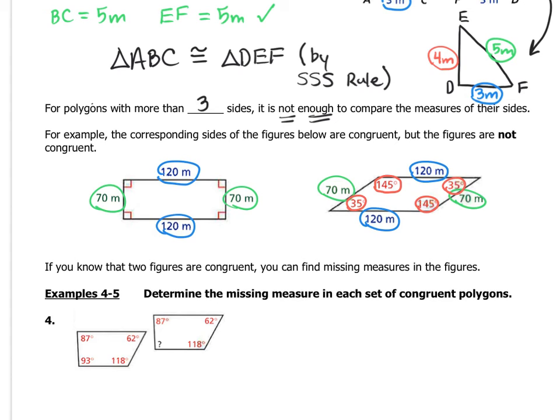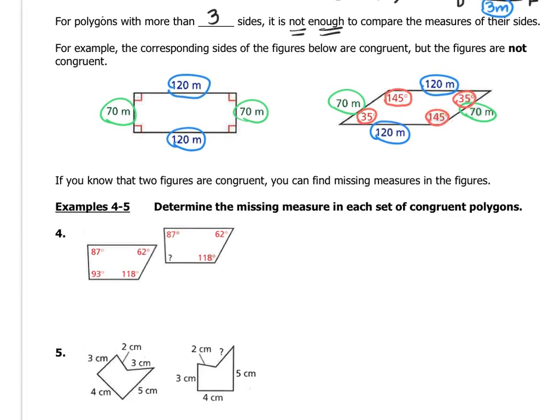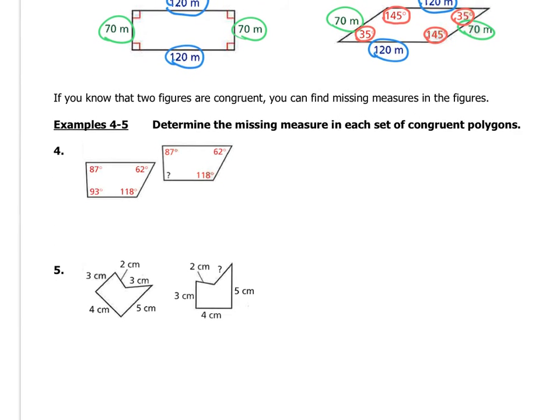So with figures that have 3 or more sides, looking at the sides is not enough. You also have to look at the angles, and the corresponding angles must also be congruent. Okay, finally, let's say we know that two figures are congruent. And remember, they are congruent if they have the same corresponding sides and the same corresponding angles. So if we're told two figures are congruent, then we can use those facts to work backwards and find missing measures in the figures. So that's what we're going to practice here in examples 4 and 5.